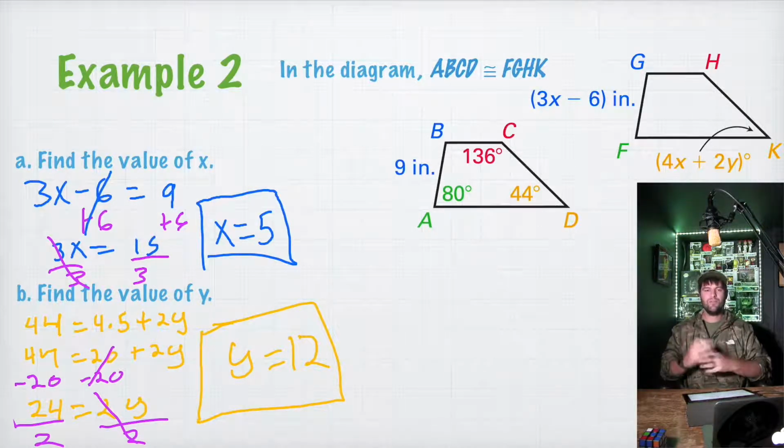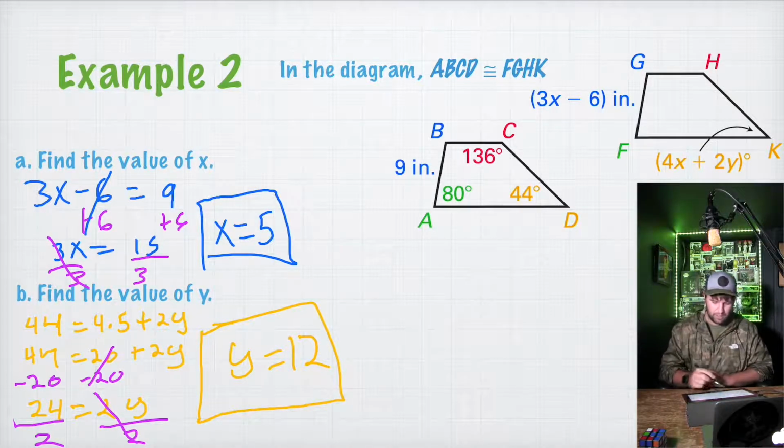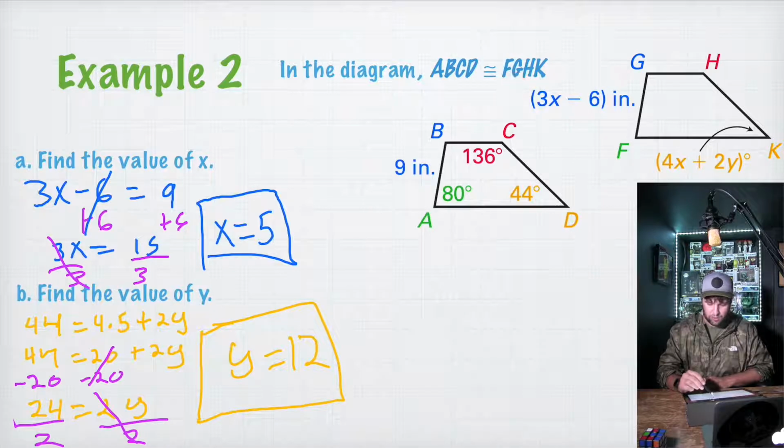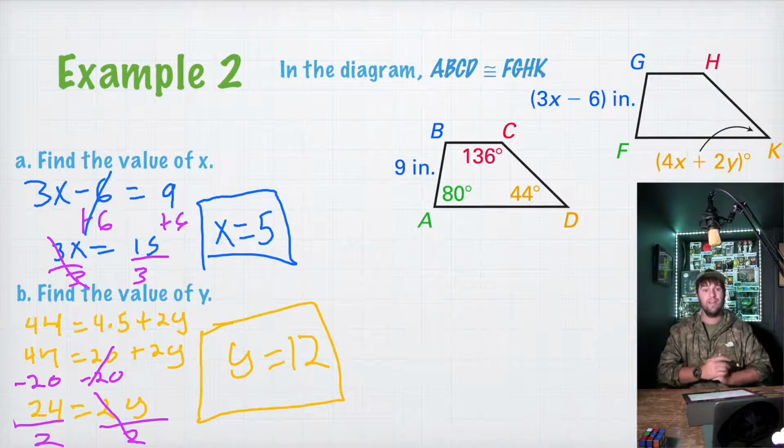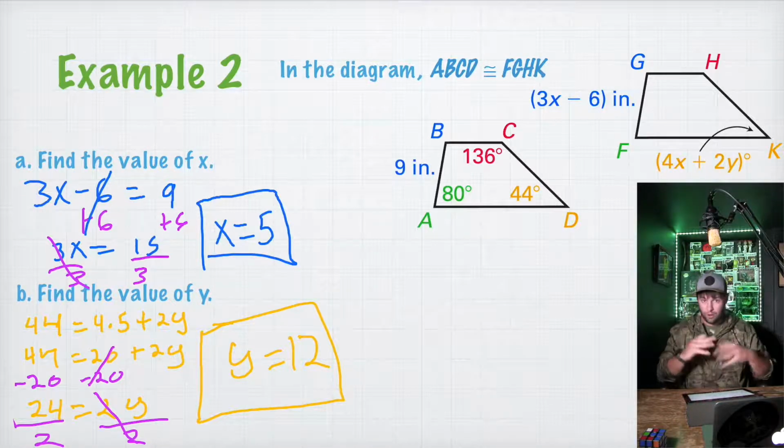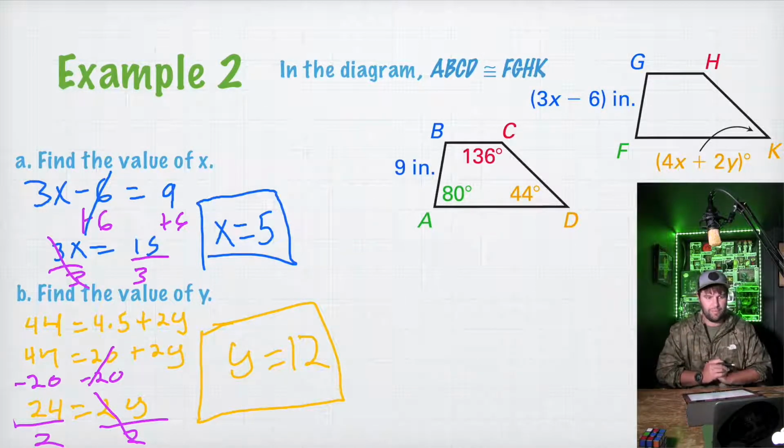It's just really, really, really important to focus on the corresponding parts. So angle A is congruent to angle F, angle B is congruent to angle G, angle C is congruent to angle H, and angle D is congruent to angle K. And with that information, you can build all your other information off of it. Okay, so let's keep going.